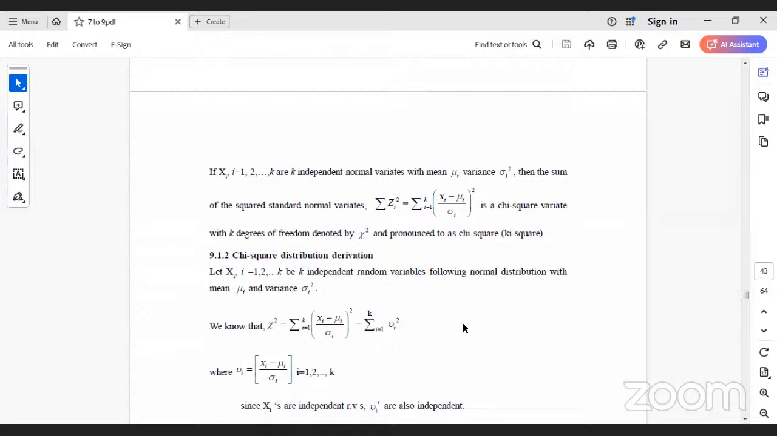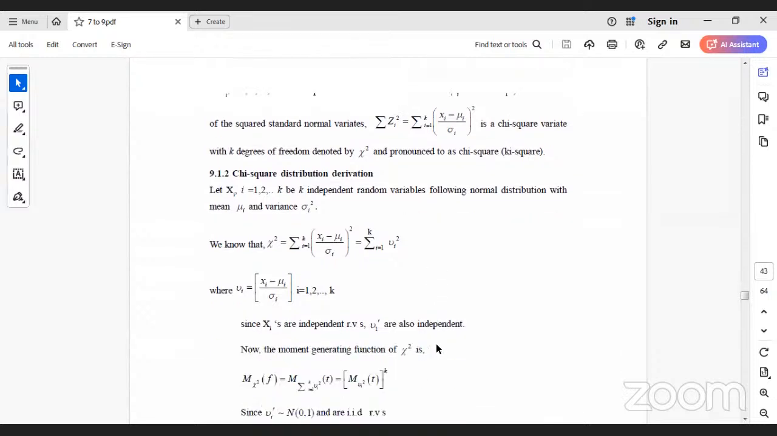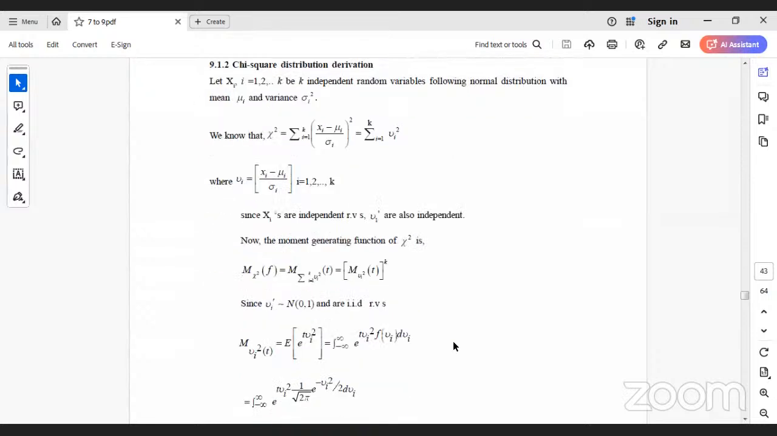So for the chi-square distribution derivation, we are taking xi for i equal to 1, 2, up to k, as k independent random variables from the normal distribution, with mean mu and variance sigma square. We know that chi-square is the summation of i equal to 1 to k of ((xi minus mu) by sigma i) whole square, that is the summation of vi square, where vi is equal to (xi minus mu) by sigma i. Since xi are independent random variables, therefore vi are also independent.